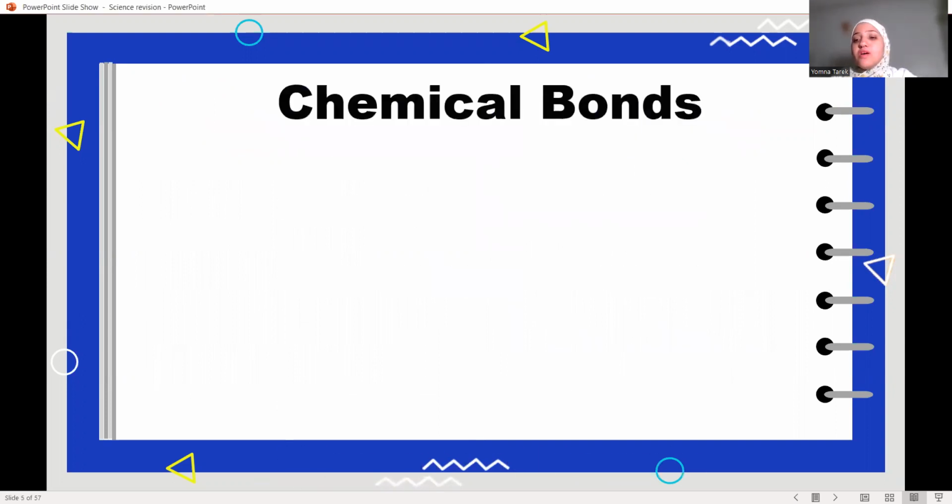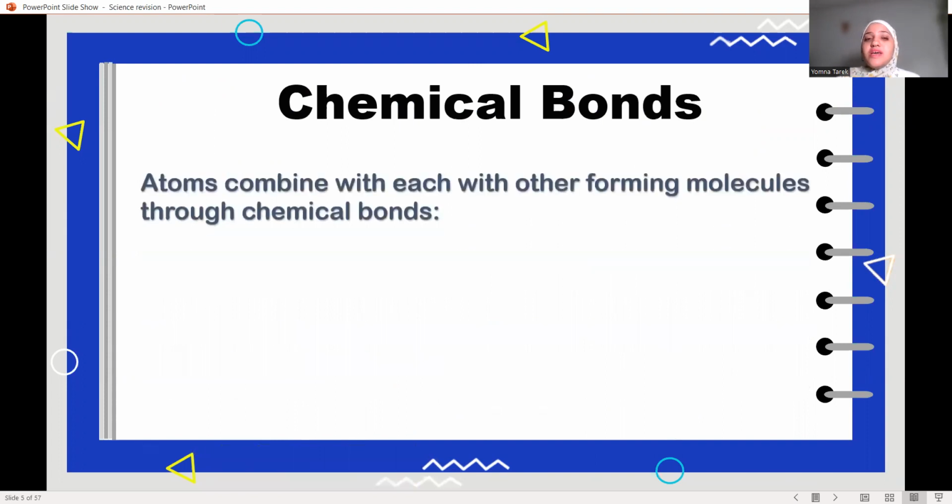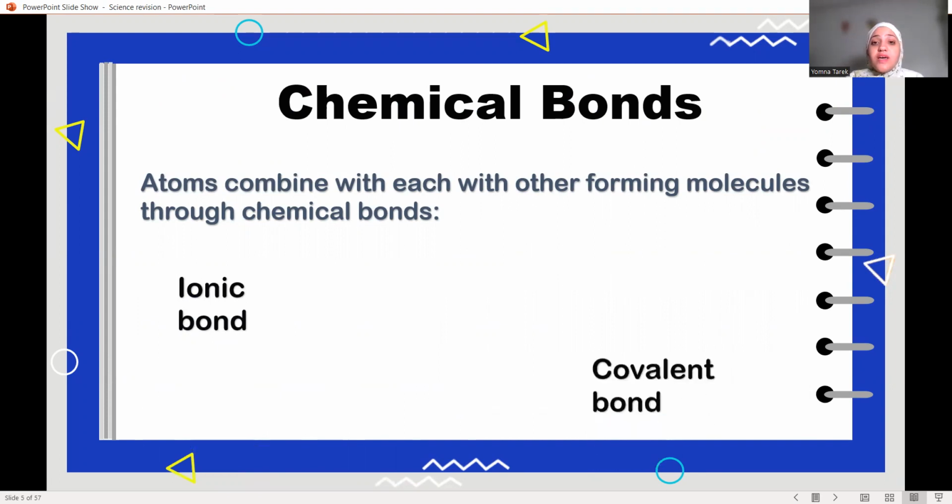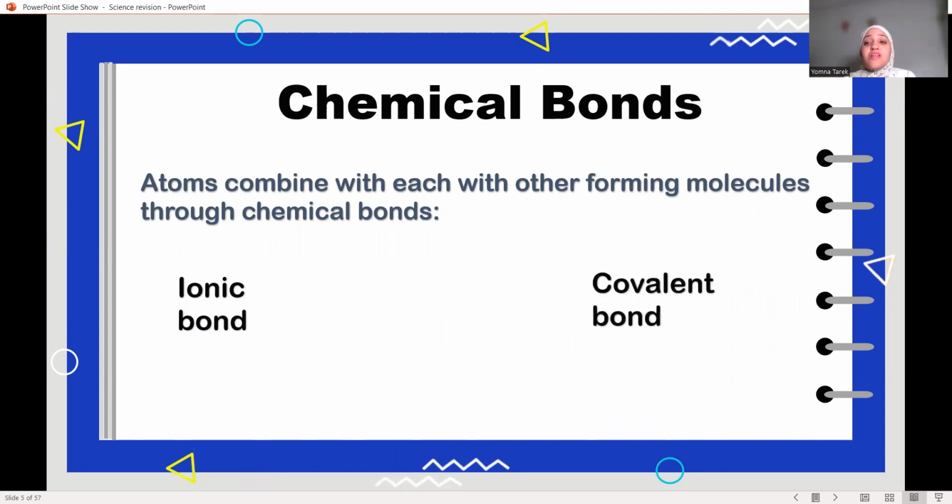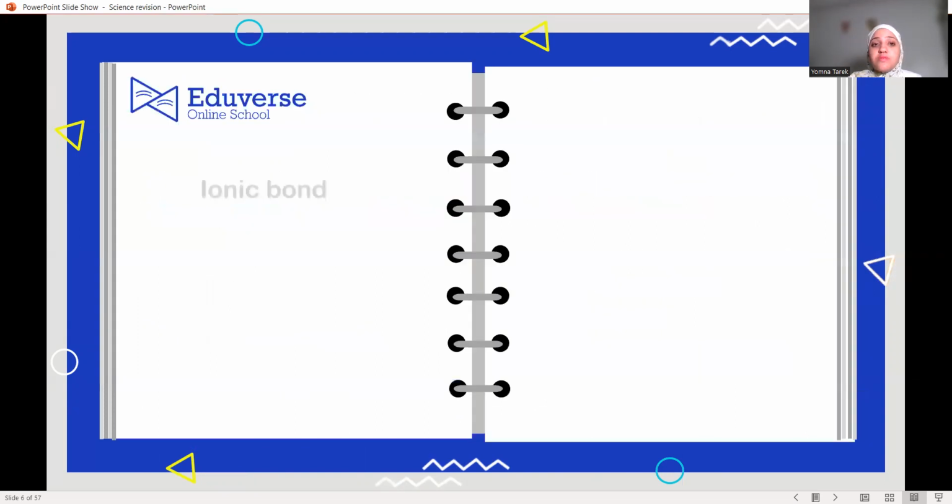Now let's talk about the chemical bond. What is a chemical bond? A chemical bond is when atoms combine together to form a molecule. So through bonds, what are bonds? We have different kinds of bonds. We have ionic bond and we have covalent bond. Let's start with ionic bond.